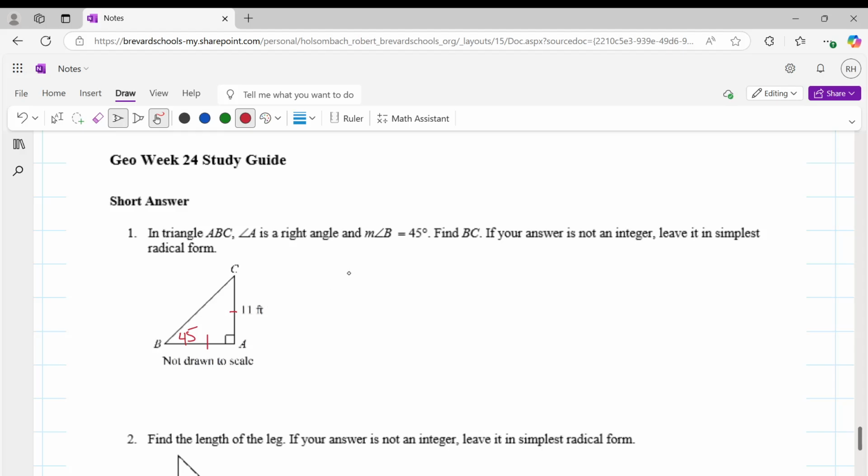So that's the length of a leg. We're going to say BC is equal to the length of a leg times the square root of 2. Now, it asks you to leave it in simplest radical form. Well, that is simplest radical form. Okay? Simplest radical form means that there is a radical in your answer, or that your answer is just a complete whole number with no decimals. So either or.